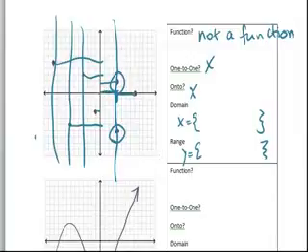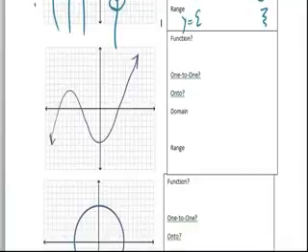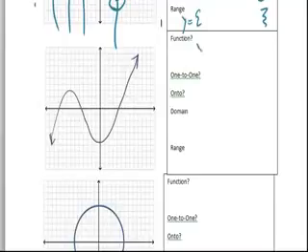Okay, so next one, is it a function? Well, in this one, if we were to take a vertical line and drag it across this graph, it would only hit the graph at one point every single time, so we say yes, that it is a function.